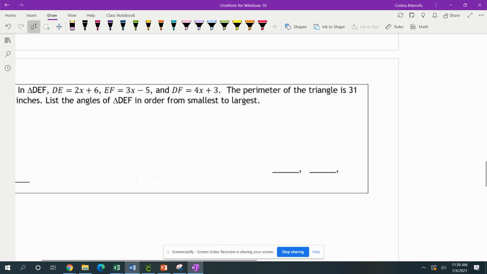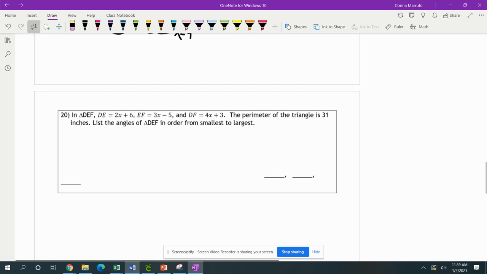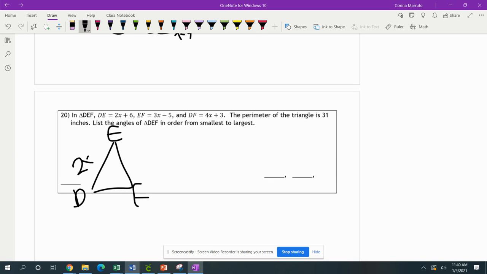So here it tells you in triangle DEF, all right, it's the same thing. So we have triangle DEF. Now they tell us from D to E is 2x plus 6. They tell us from E to F is 3x minus 5. And they tell us from D to F is 4x plus 3. Okay, these are the sides. These are not the angles, so these do not add up to 180, okay?